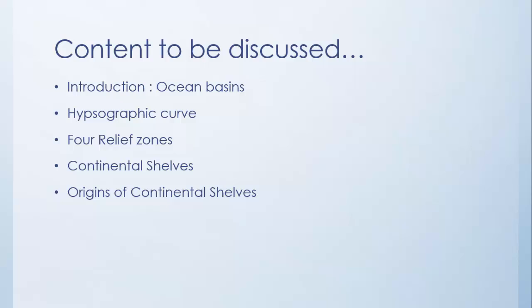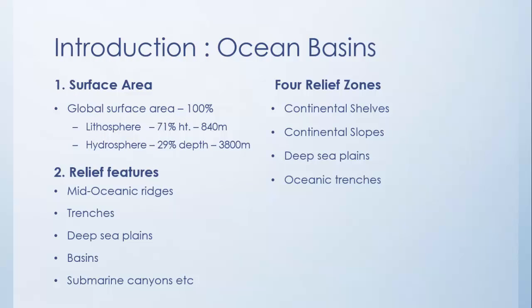Today we are going to discuss the ocean basins and hypsographic curve, four relief zones, continental shelves, and origin of continental shelves. When you are seeing about the ocean basins, there are three main features which we are going to study. The first one is the surface area.